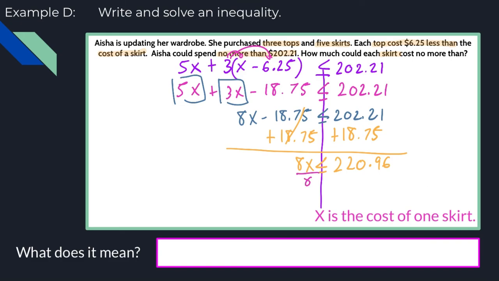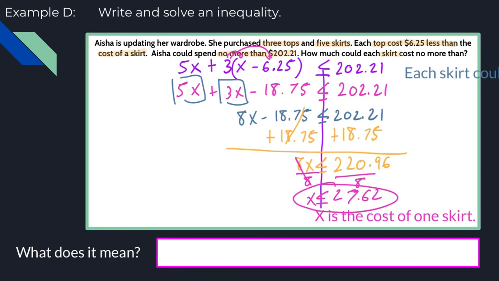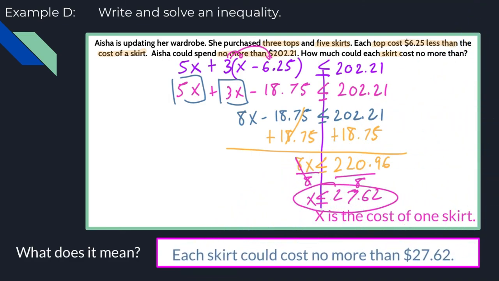Our final step in this problem here is to do our division. We're going to divide both sides by 8. When we do that, these are going to cancel, and x is going to be less than or equal to $27.62. So, what does this mean for our problem? This means that each skirt could cost no more than $27.62. Now, if we wanted to find the cost of a top, we would just do 27.62 minus the $6.25.